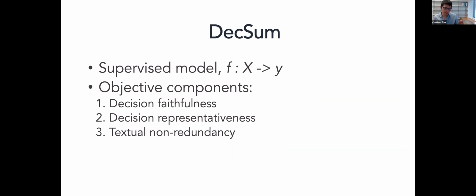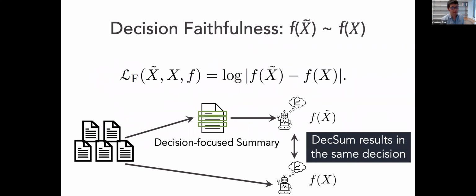The three criteria are decision faithfulness, decision representativeness, and textual non-redundancy. And I'm going to go through each of them to give more intuition about what we think makes a good decision-focused summary. So decision faithfulness essentially says that given the summary, if we give this to the supervised model that we have, it should give the same decision as the model using the full text. So at least from the model's view, these selected sentences provide similar information compared to all the reviews. And that's why we call it faithfulness.